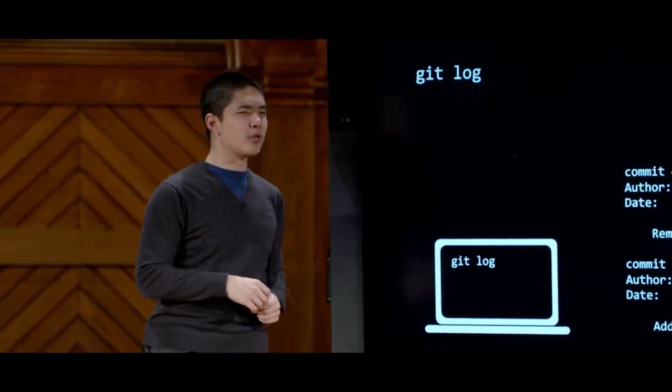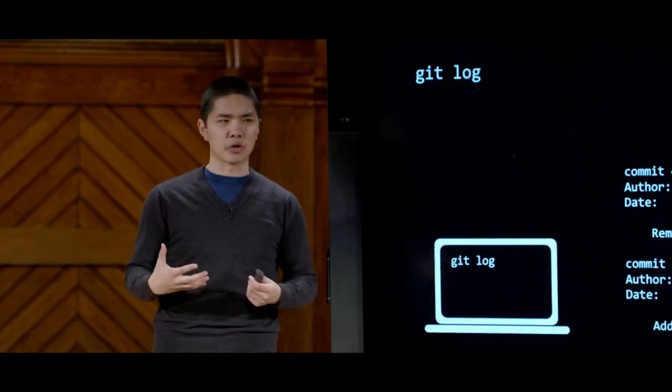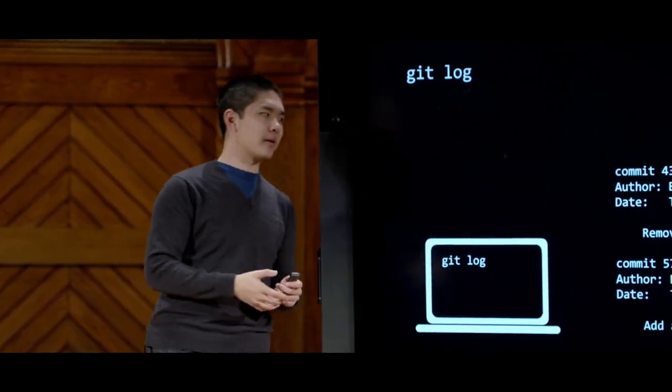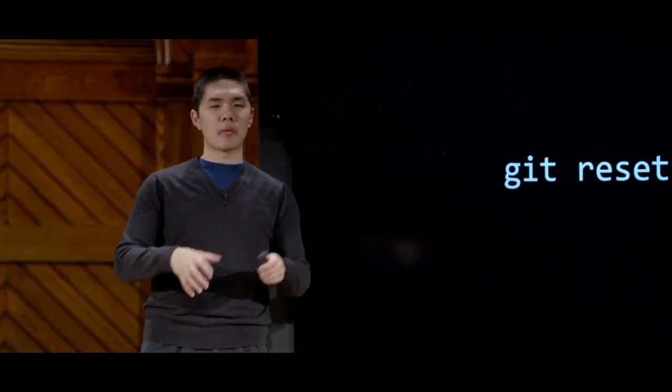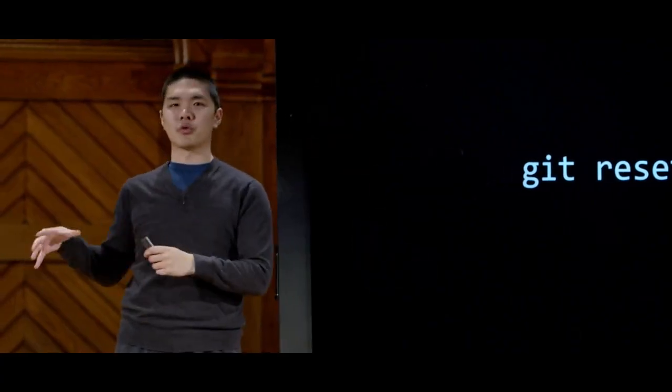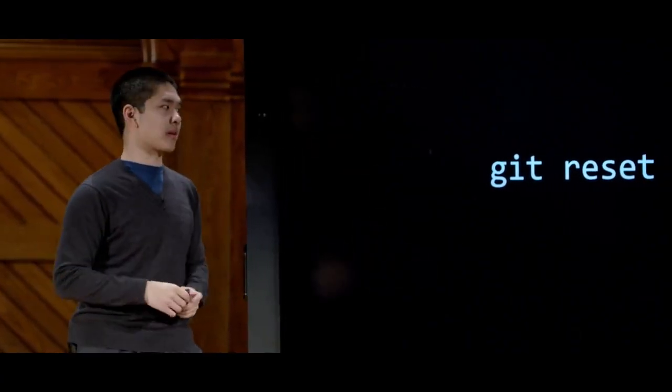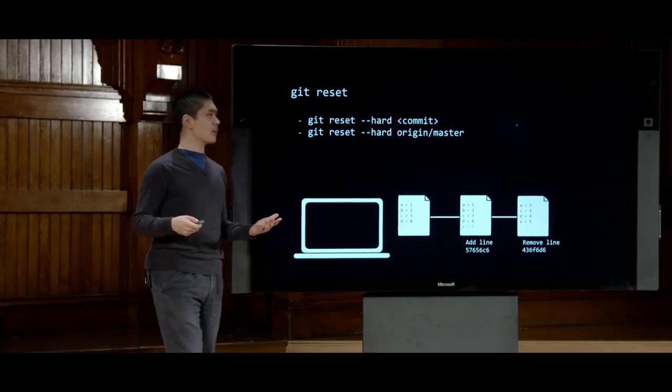Also helpful is if you realize that you've made a change that you didn't mean to, and you want to go back to a previous commit. In that case, you can use a command called git reset, which has a number of different possible ways to use it. But git reset, in effect, will take the current state of the repository and revert it back to an older state of the repository. So a couple of ways you can use it are like this.